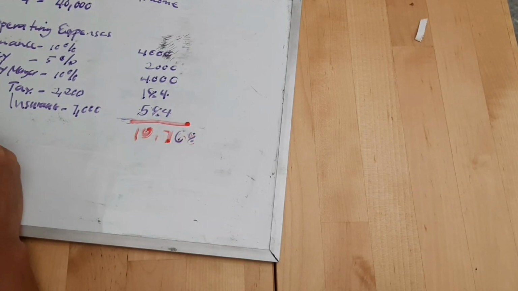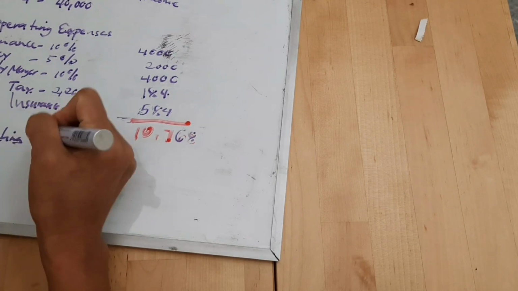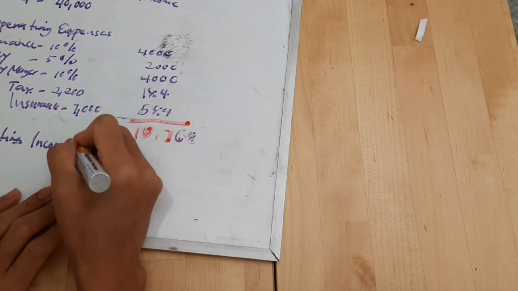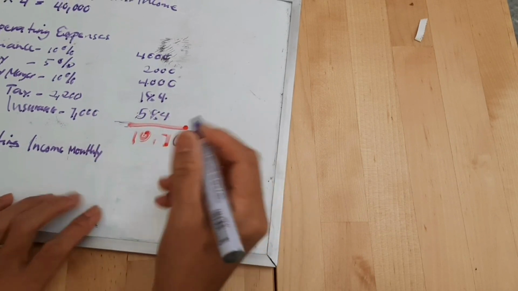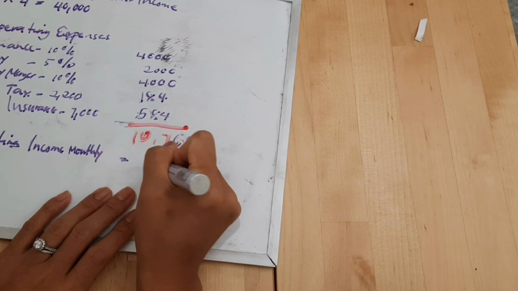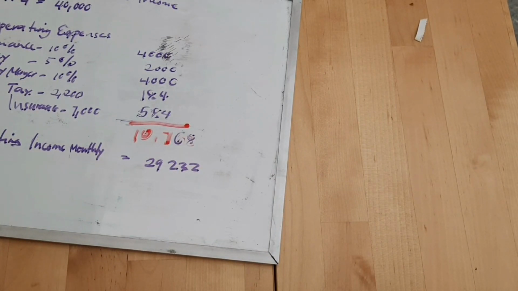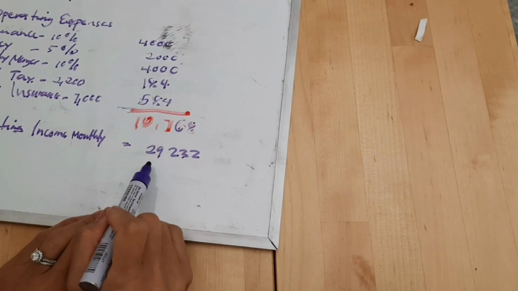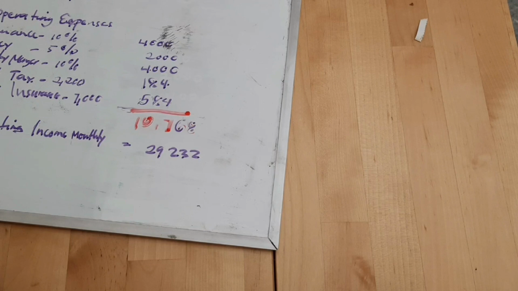So 29,232 is your net operating income, monthly. All right, so as you can see, you can already identify the net operating income monthly, which is 29,232. So let's assume that you have bank financing.